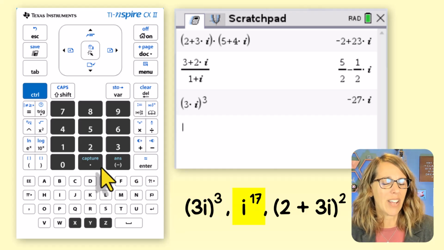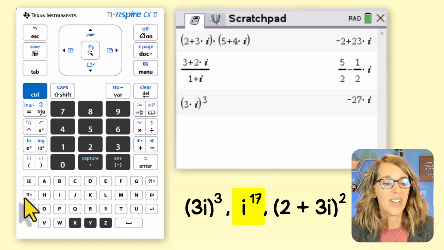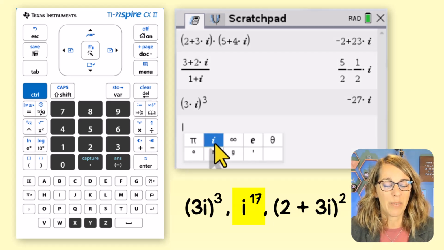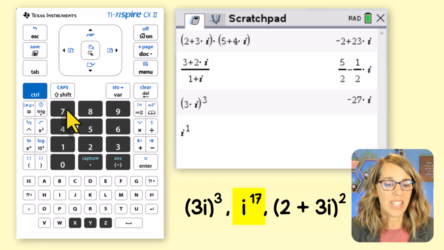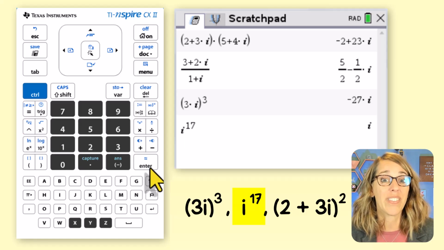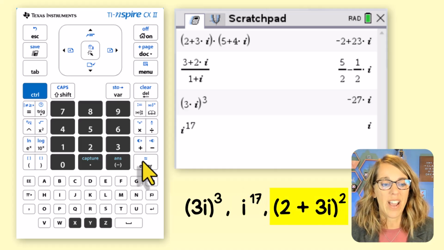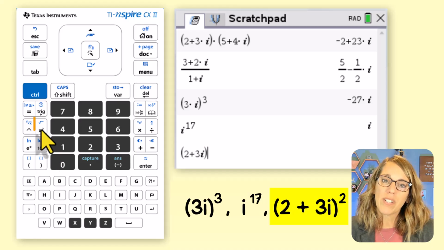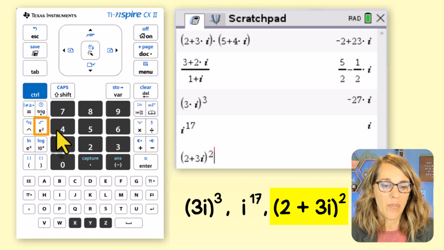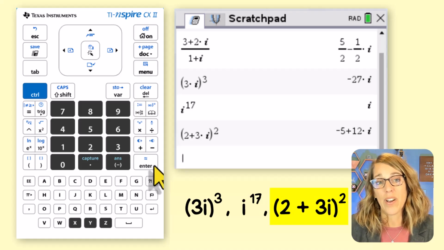And then we've got an i to the 17th. This is the only case where you don't need parentheses. So I'm going to go directly to that i symbol. So pi, and then the i. I'm going to raise that to the 17th power, and I end up with an i as my answer. Finally, I've got a 2 plus 3i squared. I can use my squared key for this one right next to the number 4, so squared, and I end up with a negative 5 plus 12i.